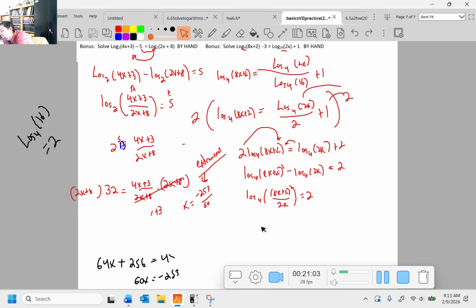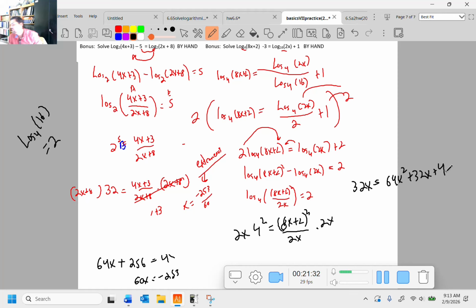I guess I'm red now. 4 is raised, no, back to black. 4 is raised to the second power, and it equals this ugly thing, (8x + 2) squared over 2x. I'll multiply both sides by 2x. Now 4 squared is 16. 16 times 2x is going to be 32x. And I'm going to go ahead and FOIL this out. 8x times 8x is 64x squared, plus 16x, plus another 16x, so plus 32x, and then plus 4.